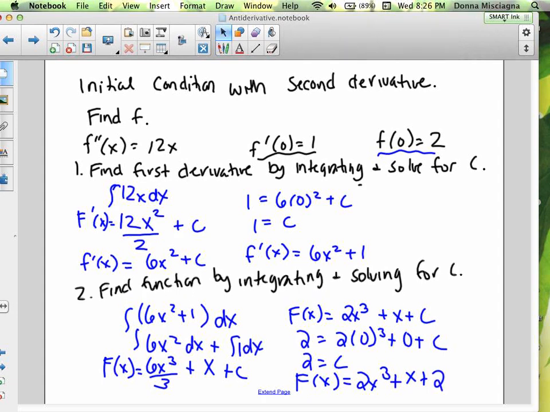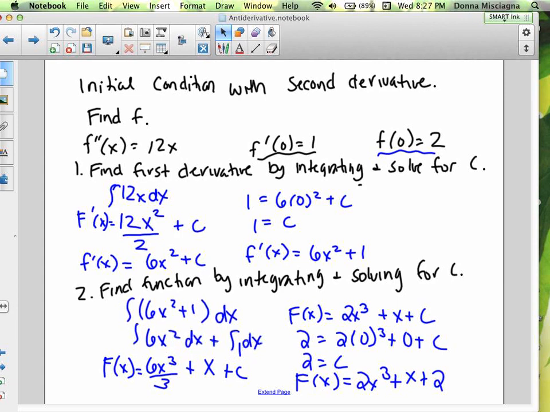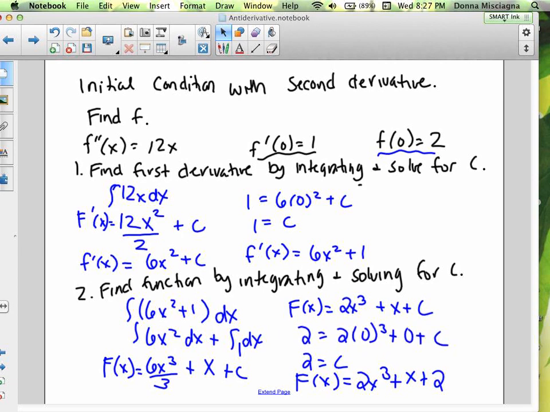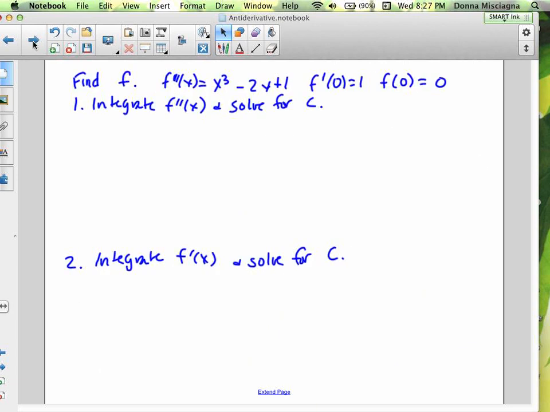So all you have to do, if you're given the second derivative, is to integrate and then solve using your initial condition for c, and then integrate again to find the first derivative, and again solve for your initial condition to solve for c, and that's your equation. That's all there is to it. I think I have one more example, or maybe two.